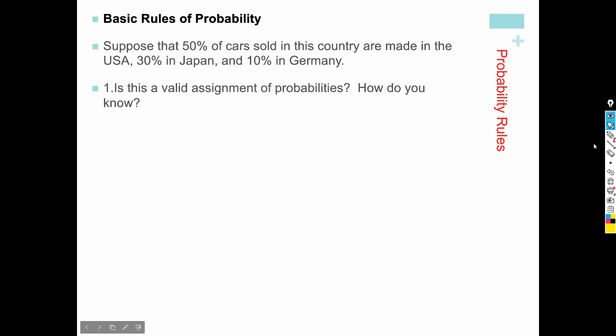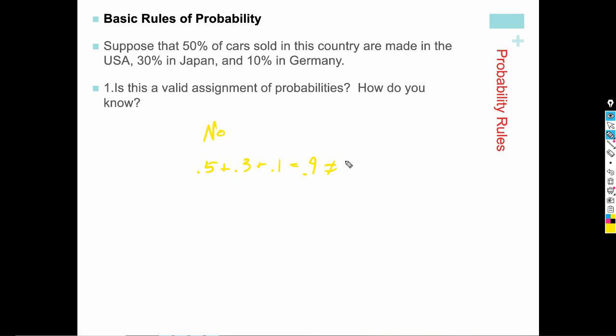Next one I want to have you try on your own. And so we asked, is this a valid assignment of probabilities? I'll at least get you started to say that this is not, because here's 0.5, here's 0.3, here's 0.1, and if I add them together, I get 0.9, which is not 1. So these don't add to 1. So what we do in the next bit of the notes is that we add in an other category so that it adds to 1, and you're going to make a probability table and find some other probabilities.